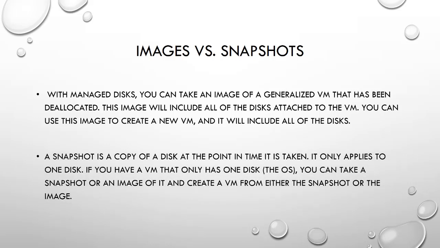And a snapshot is a copy of a disk of the virtual machine at the point in time that it is taken. It only applies, and this is very important, to one disk. Sometimes snapshots are good, but when a virtual machine has multiple disks, it can be combined with either Azure Backup or image creation.